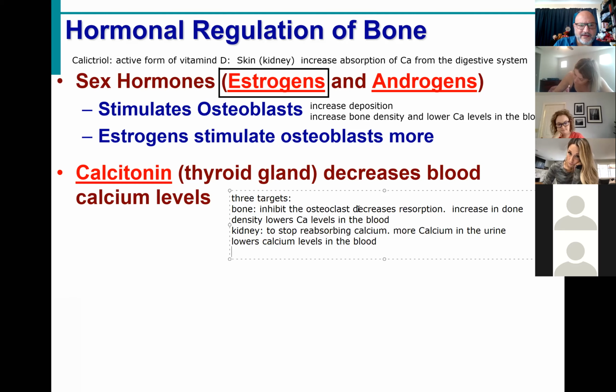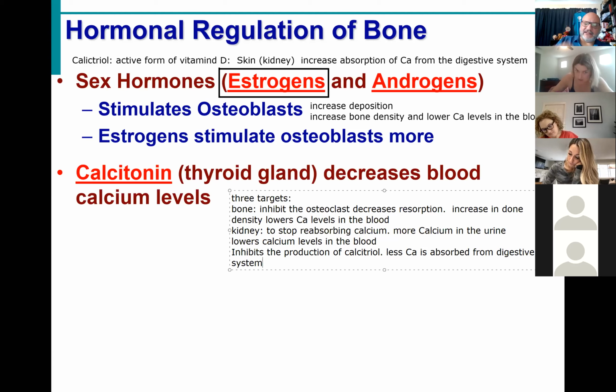Lastly, calcitonin inhibits the production of calcitriol. Remember, calcitriol is what absorbs calcium from our digestive system. If there's less calcitriol, then less calcium is absorbed from the digestive system. And if we're bringing less calcium in, then again, there's less calcium in the blood.